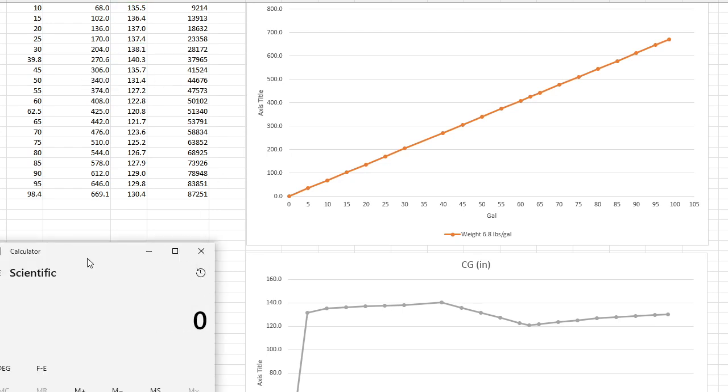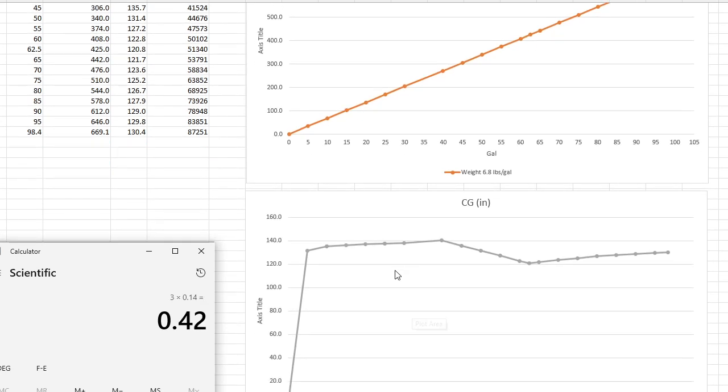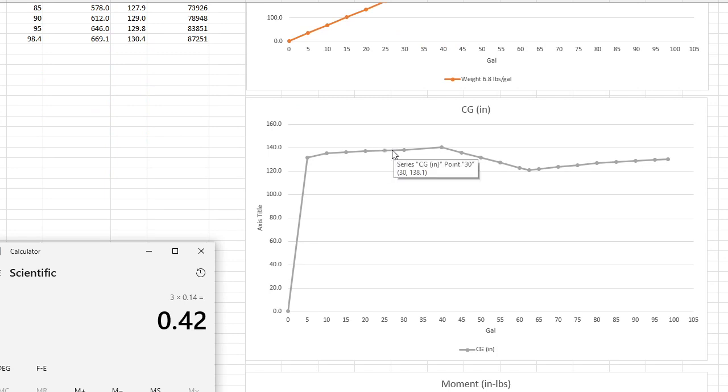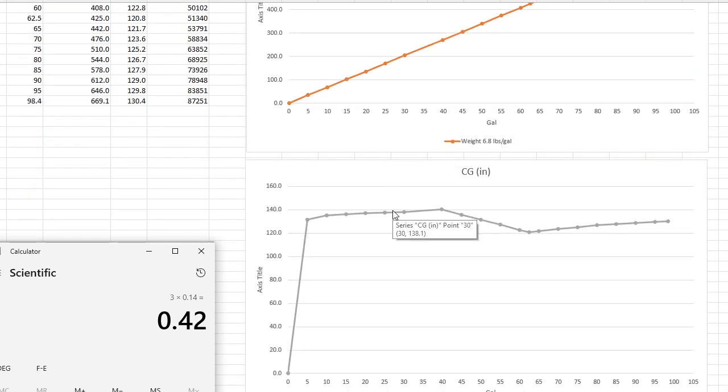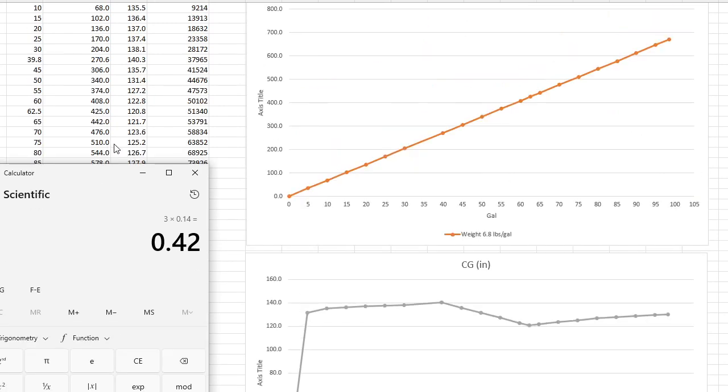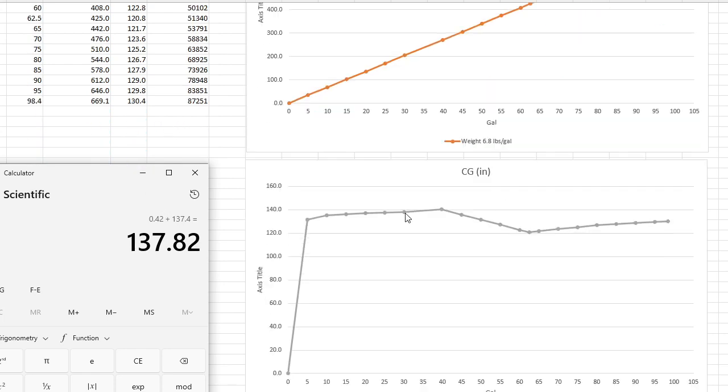That's probably a stupid example, but let's try 28 gallons, which would be 3 gallons more than 25 times 0.14 gives us 0.42. So that means we want to add 0.42, we're going to go up just a little bit, 0.42 inches, sorry, from the center of gravity at 25 gallons. So 0.42 plus 137.4 means the center of gravity of 28 gallons is 137.82 inches.